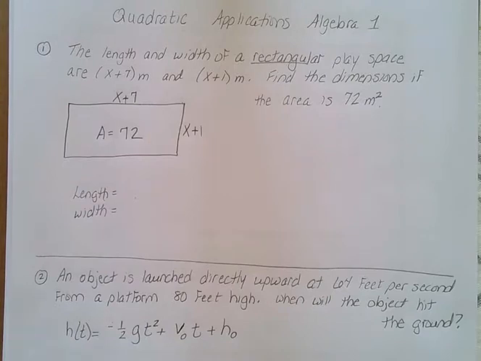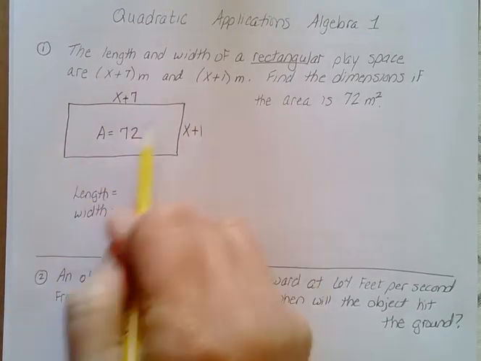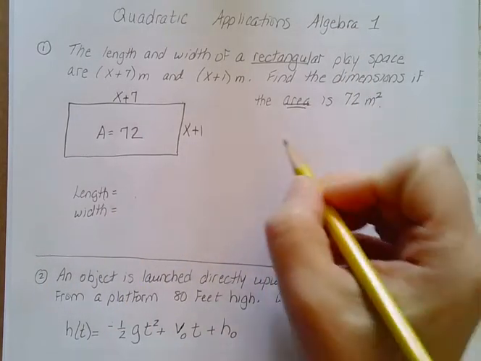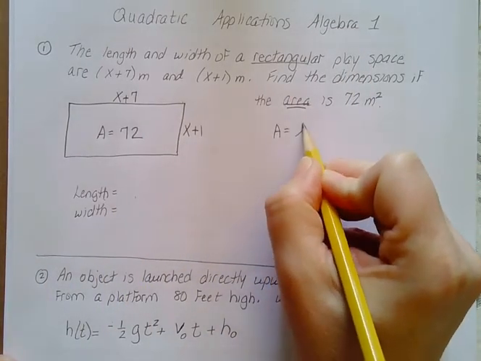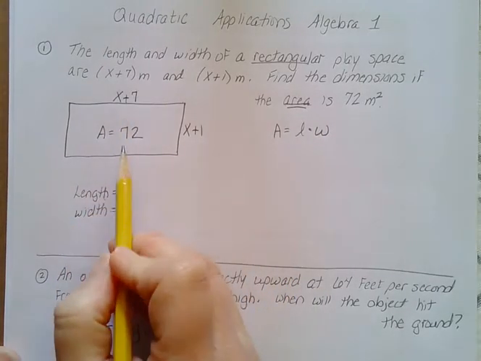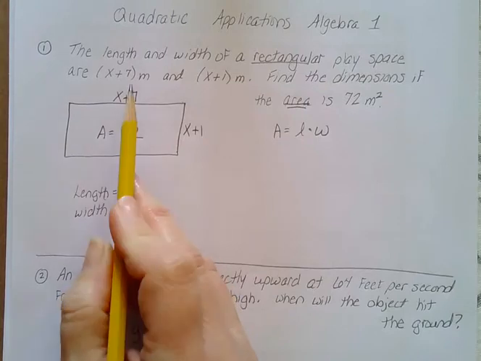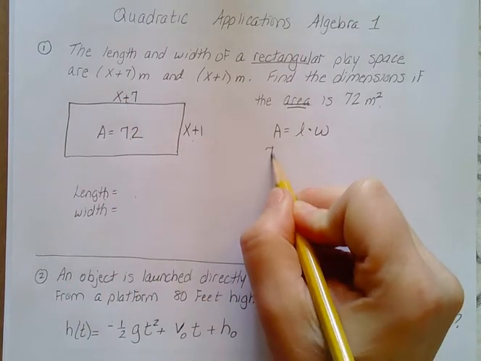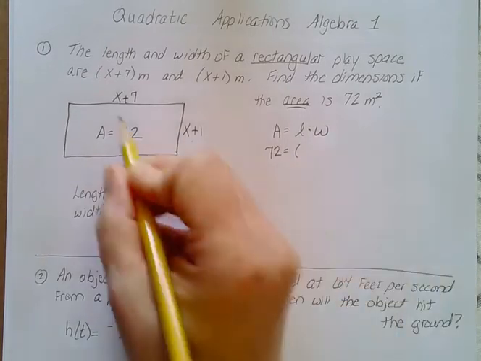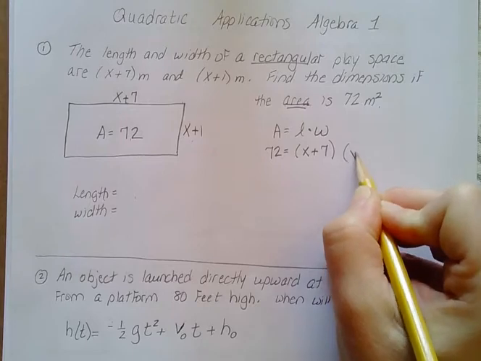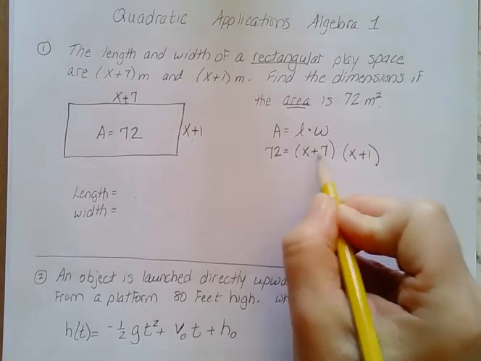Okay, so now here is all of our information in this picture. We are talking about area. So let's write down that area formula. Area is equal to length times width. This much we know. So now I'm going to substitute in for area, length, and width. 72 is equal to this x plus 7, leave it in parentheses, and x plus 1, because remember we're multiplying these two.